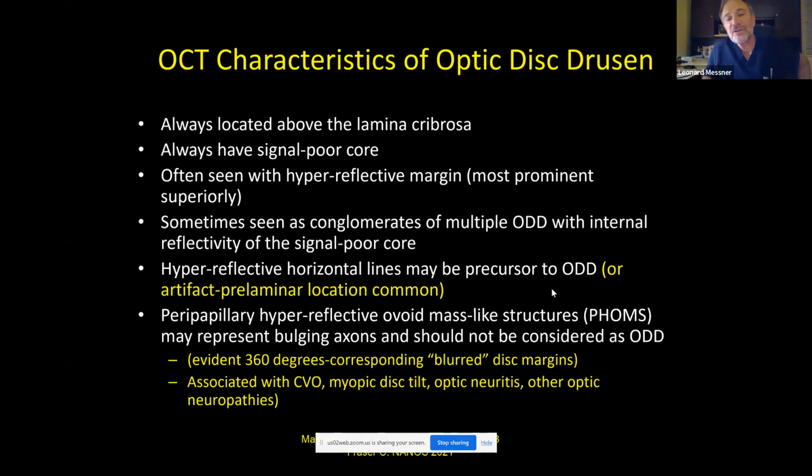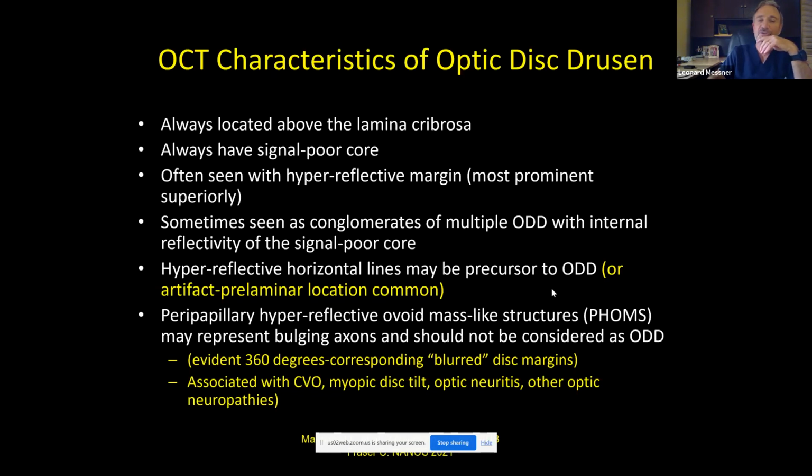Five, these individuals typically have hyperreflective horizontal lines below the disc drusen, and these may be artifacts that are produced by the drusen as they're forming. And then finally, as these are anomalous, crowded optic nerves, you're almost always going to see evidence of something called a peripapillary hyperreflective ovoid mass-like structure, or PHOMS.